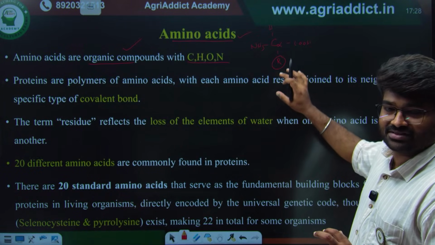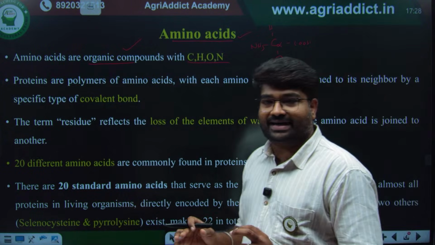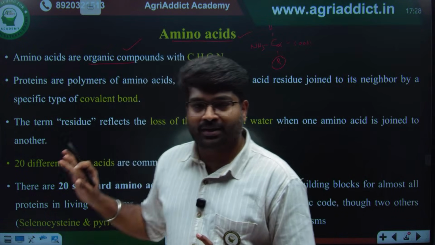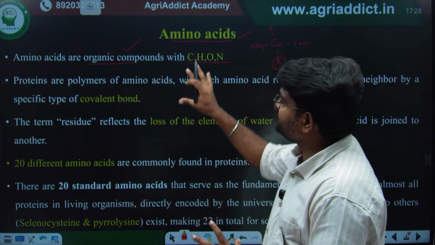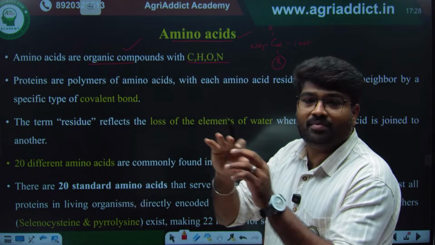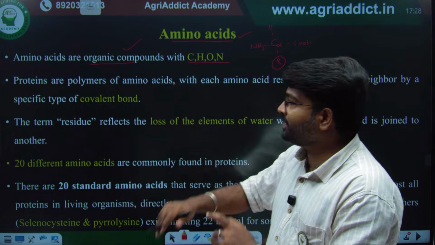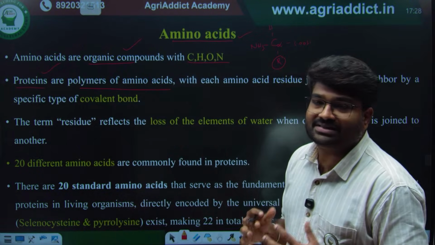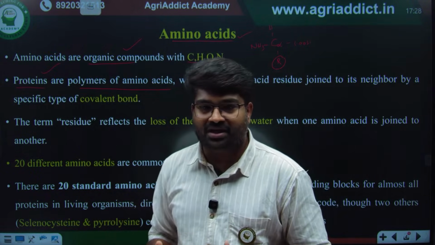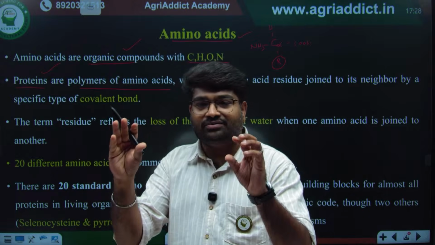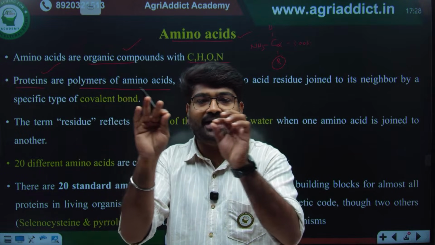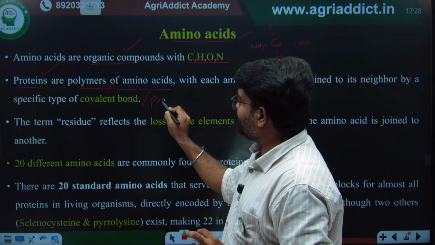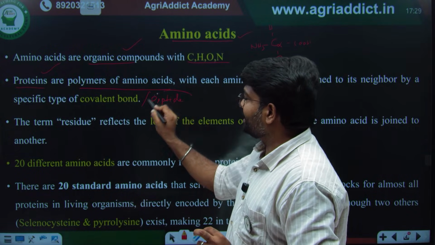Based on this R group, there are different classifications of amino acids, which we are going to see in our upcoming slides. So these amino acids are polymerized to form proteins. Proteins are basically polymers of amino acids. The individual amino acids in a protein are attached by which bond? That is the peptide bond. Using peptide bonds, the amino acids are attached together.